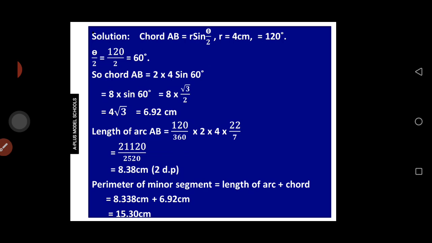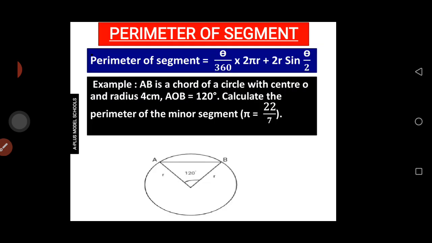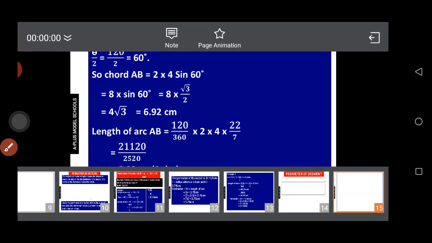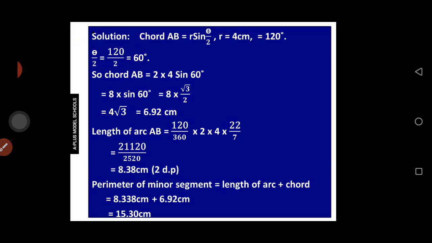So applying the formula now, I have 2 times 4 sine theta over 2, where 4 is the radius. Let me take you back a little bit. This is the first thing I look at: the value of 2r sine theta over 2. Don't forget my radius r is 4 centimeters, and my 2 is constant. So going back here, I have theta over 2, which is 120 divided by 2, which will give me 60 degrees.